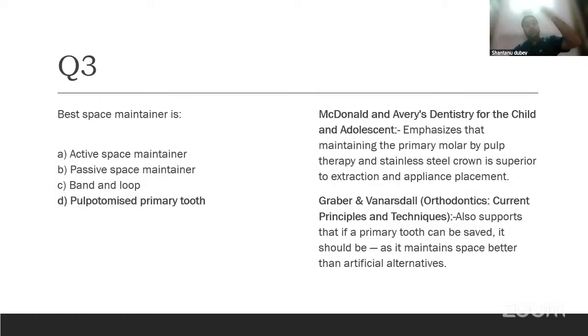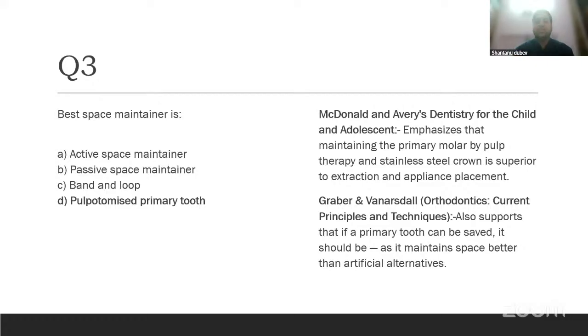If they have a story behind the question, then you have to assess the answer. It could be a distal shoe, it could be a band and loop, it might be anything, but in general, it is not an active space maintainer. It's not a passive space maintainer. It's not a band and loop. The answer is primary tooth. Pulpotomized, pulpectomized, whatever it is, primary tooth.